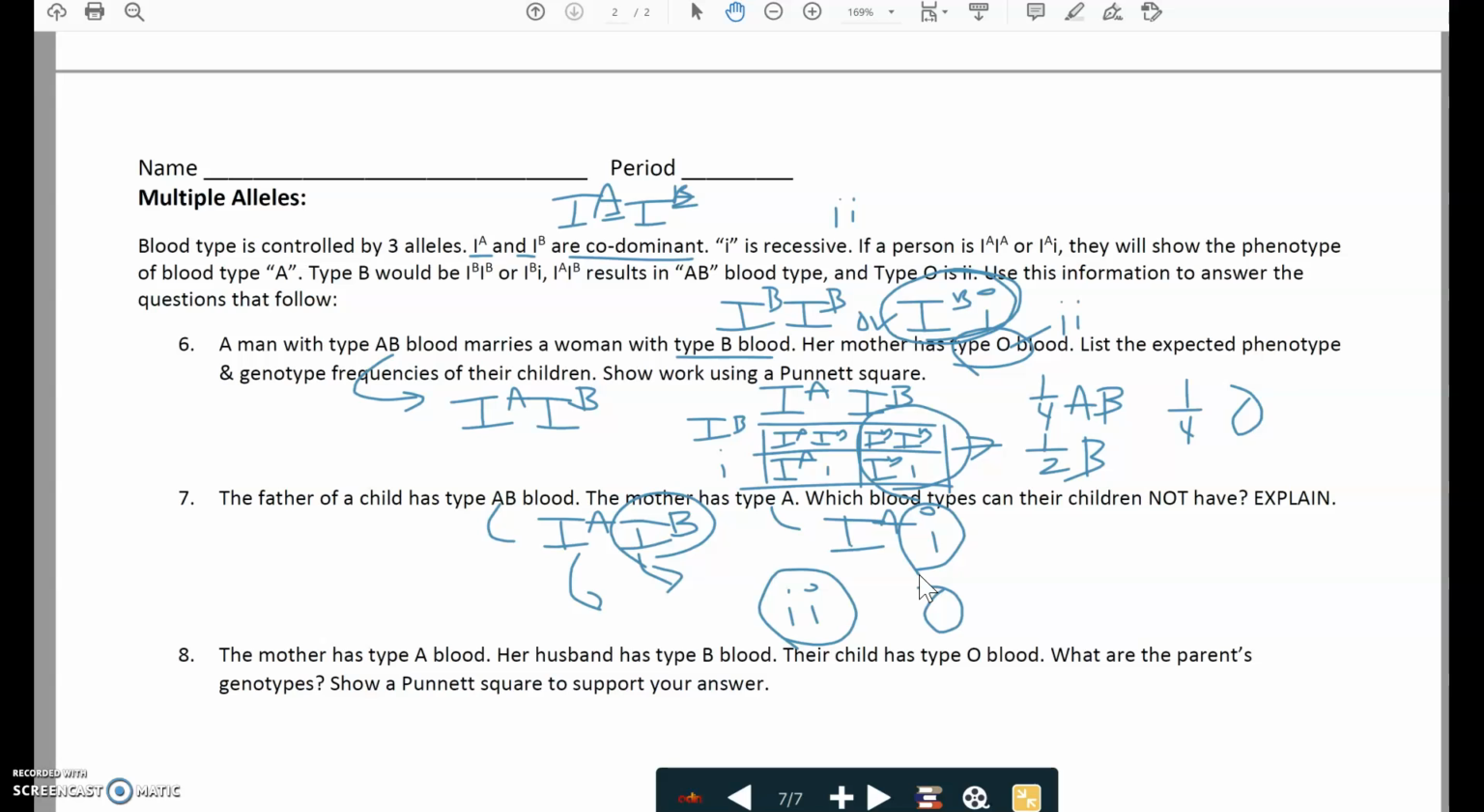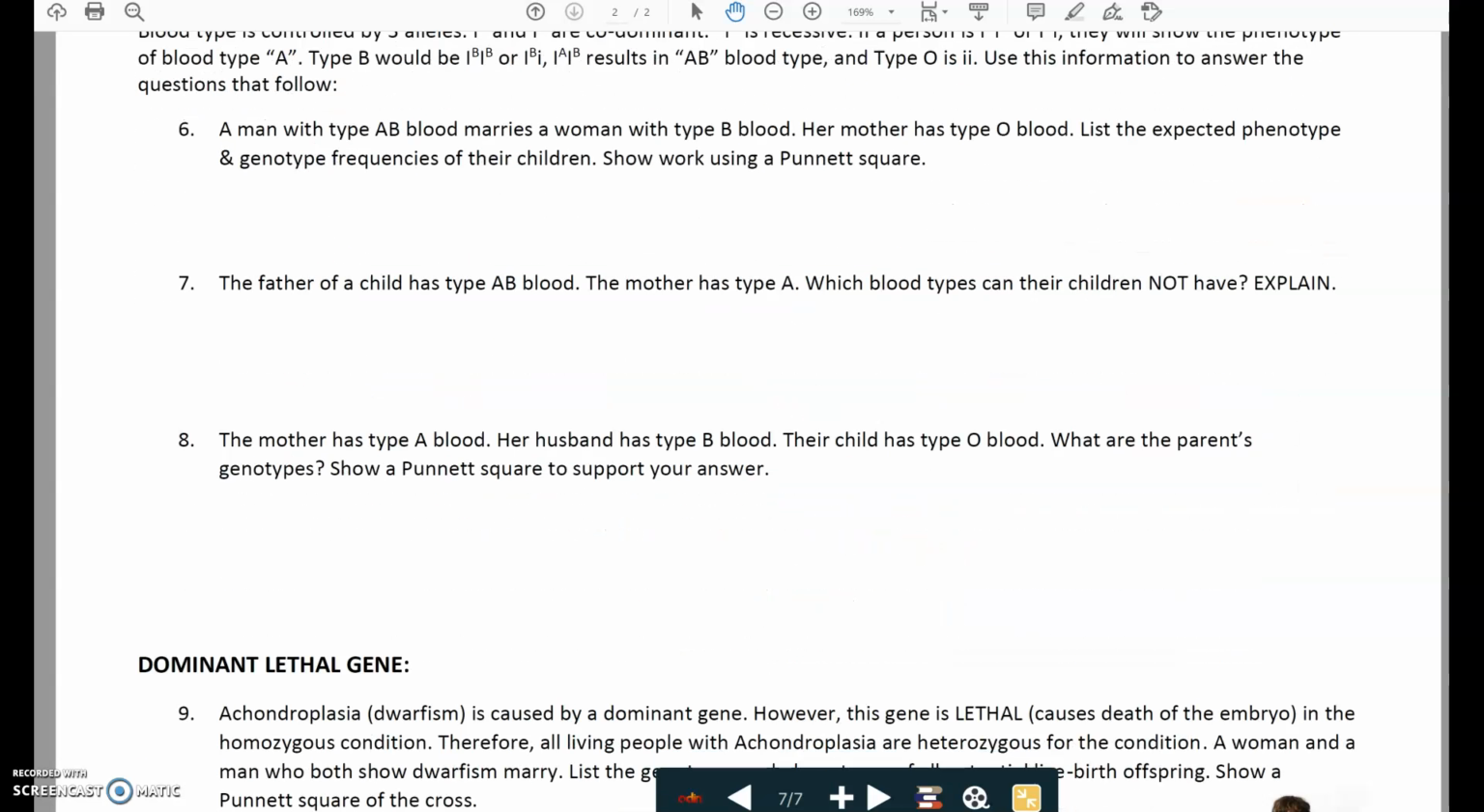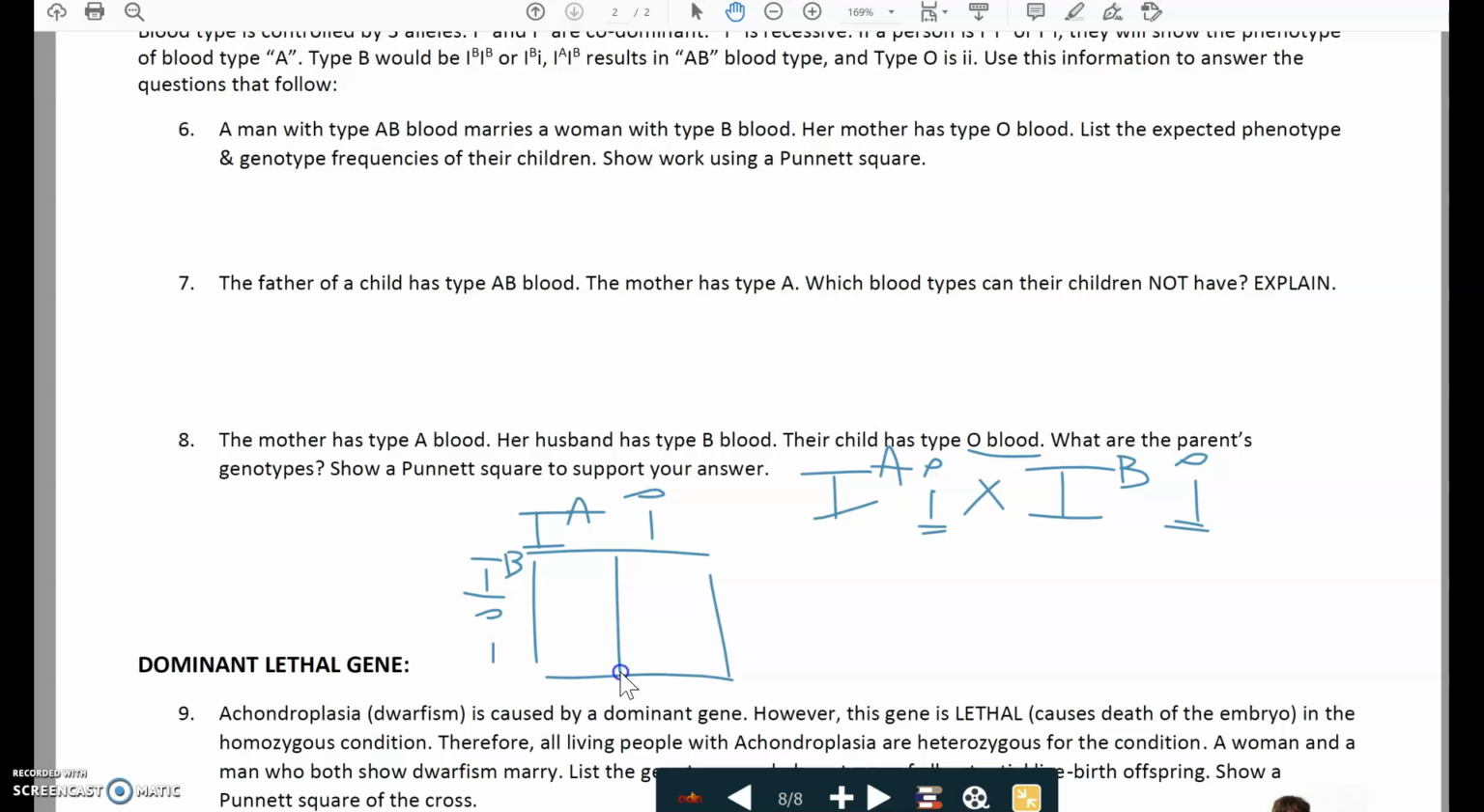All right, and then our last one here, if the child is O, they would have to be this, IA, little i, and IB, little i. If you do this cross, you could get a child with O. You could also get, if you cross it, and my time's going to cut off, so I'm going to have to be really fast here. I'm just going to write their blood types in here. I'm not going to write their genotypes. So this child would be blood type AB. This child would be B. This child would be A. This one would be O. So you could actually get all 4 blood types from these 2 parents.